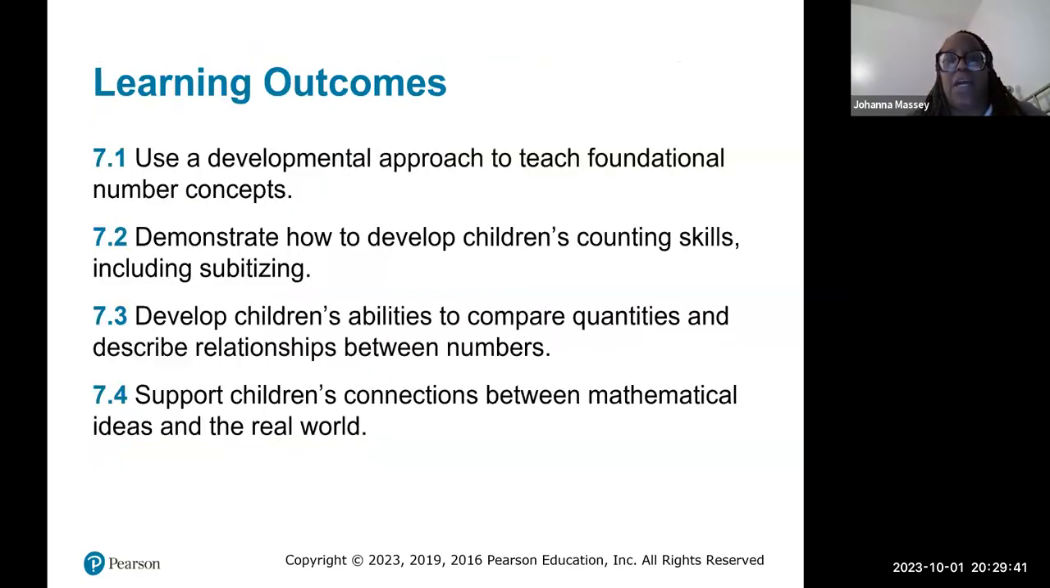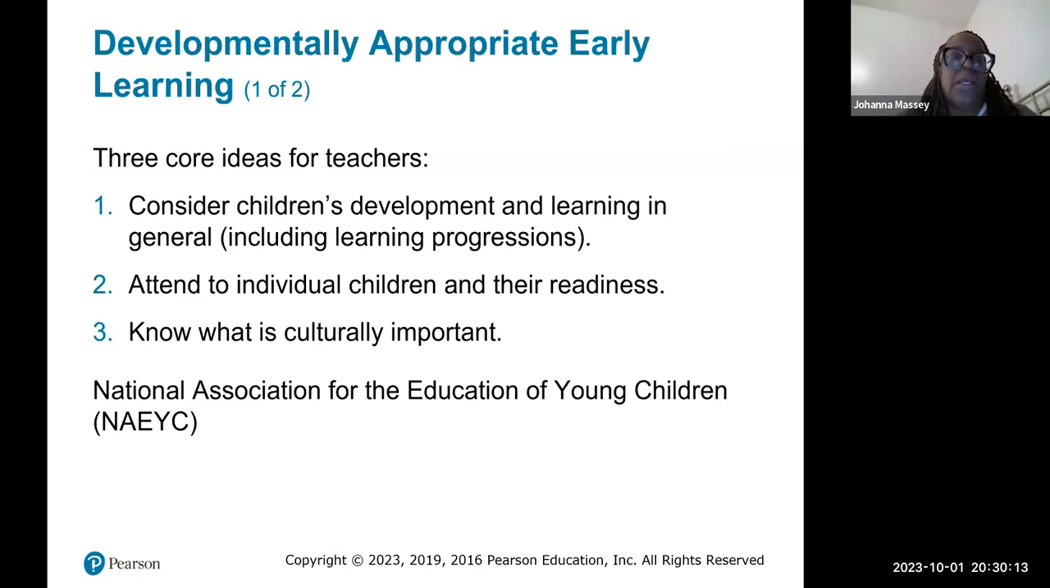Okay, here are your learning outcomes. Use a developmental approach to teach foundational number concepts. Demonstrate how to develop children's counting skills, including subitizing. And that's a very important word. I want you to know that word. 7.3 is develop children's ability to compare quantities and describe relationships between numbers, and support children's connection between mathematical ideas and the real world. So here we go.